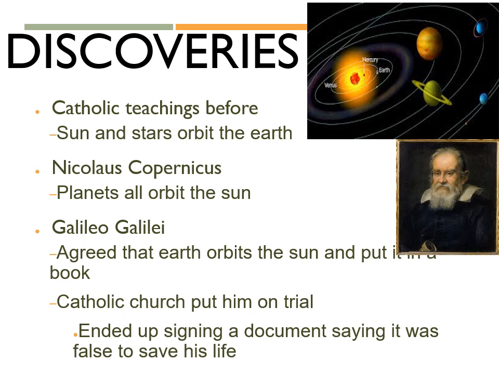Okay. And when he put it into a book and published it, published his evidence, like you're supposed to do with the scientific method, the Catholic Church was mad about it because it went against what they were teaching. And so they actually put him on trial. And so when the Catholic Church put him on trial, he was up for execution. It was possible that he would die because of his beliefs in this, and he thought it wasn't worth dying over. And so he ended up signing a document saying, "What I said before was wrong, it's false," even though he knew it was true. And he signed this document so that he could save his own life.